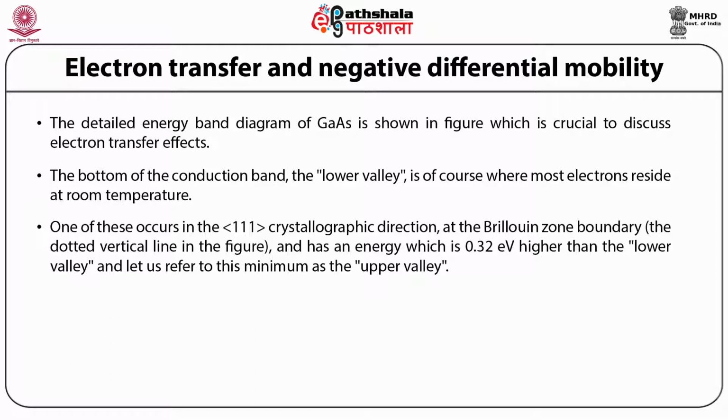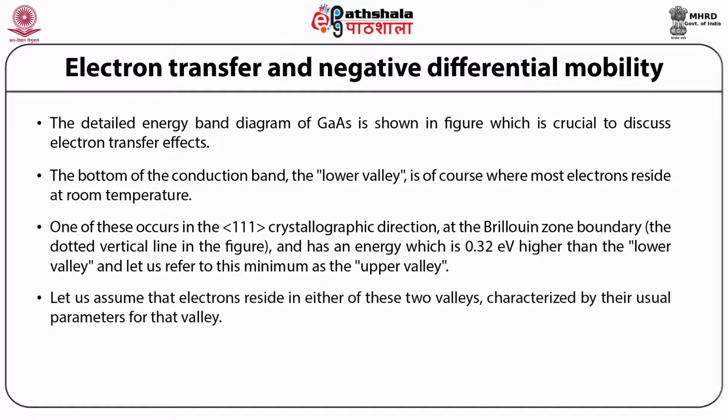So the essence of the Gunn effect is that as electrons are accelerated by a high electric field, they may gain sufficient energy to be able to transfer to the upper valley.